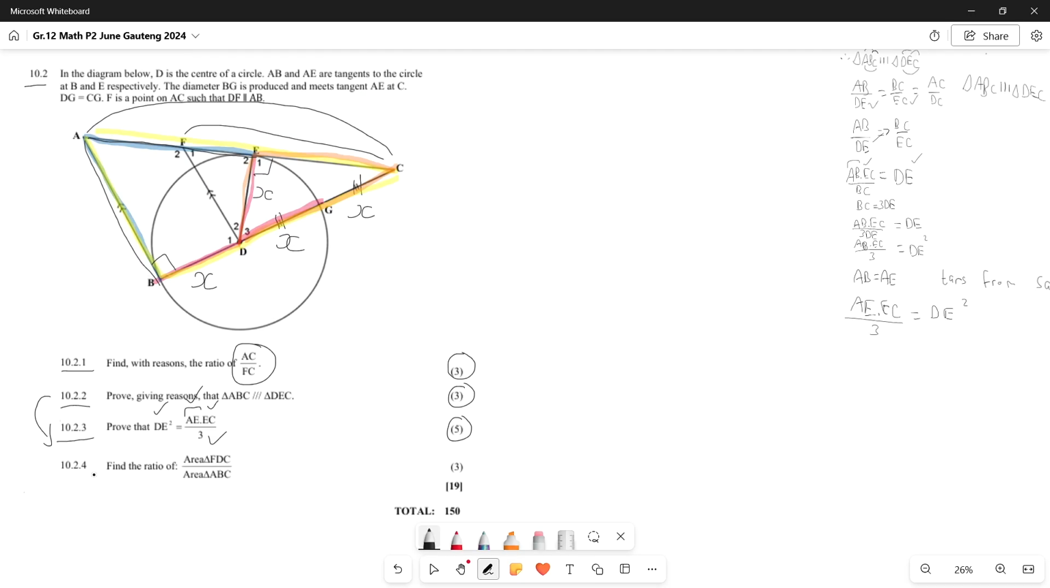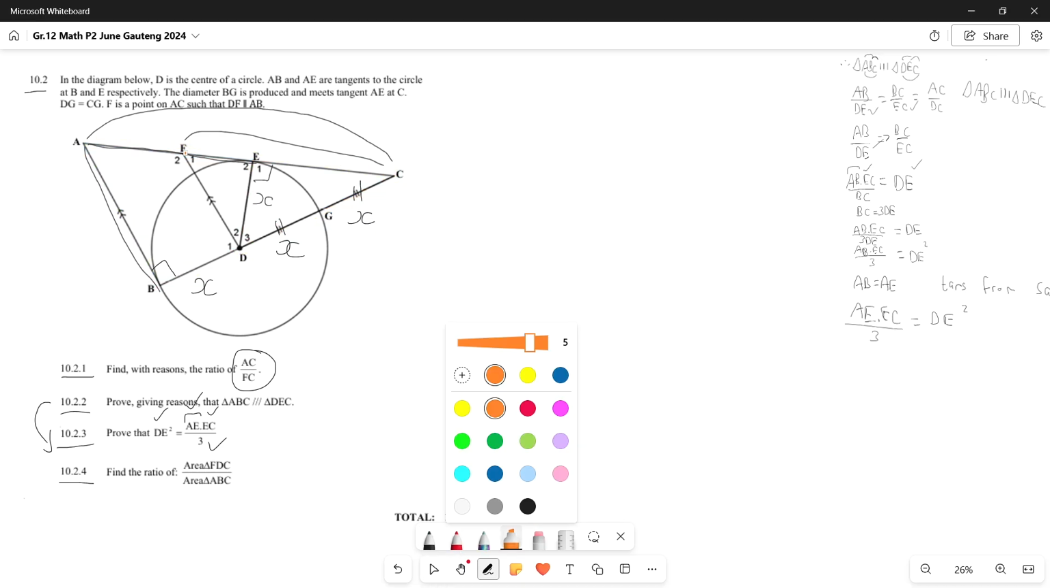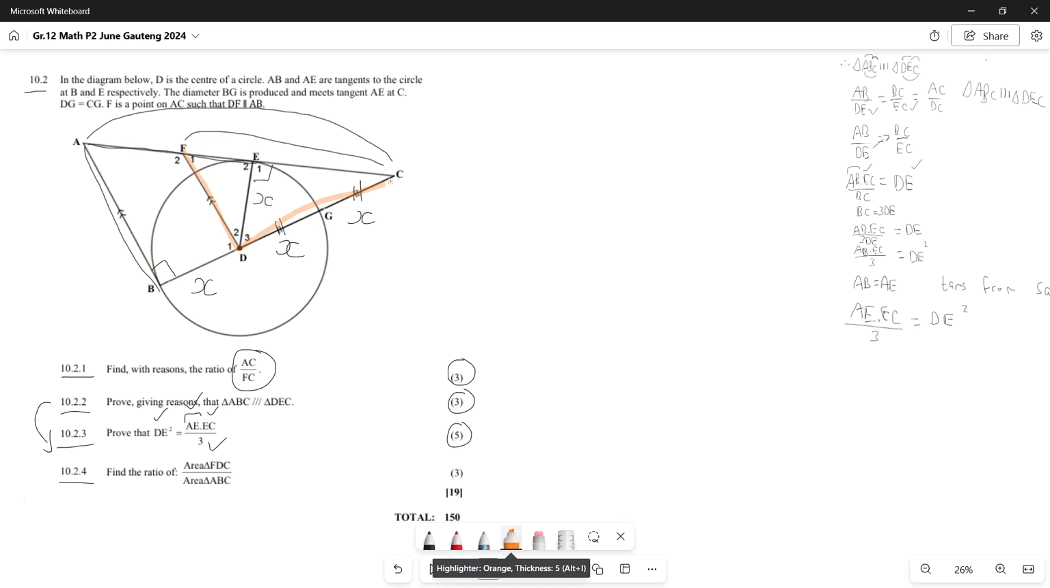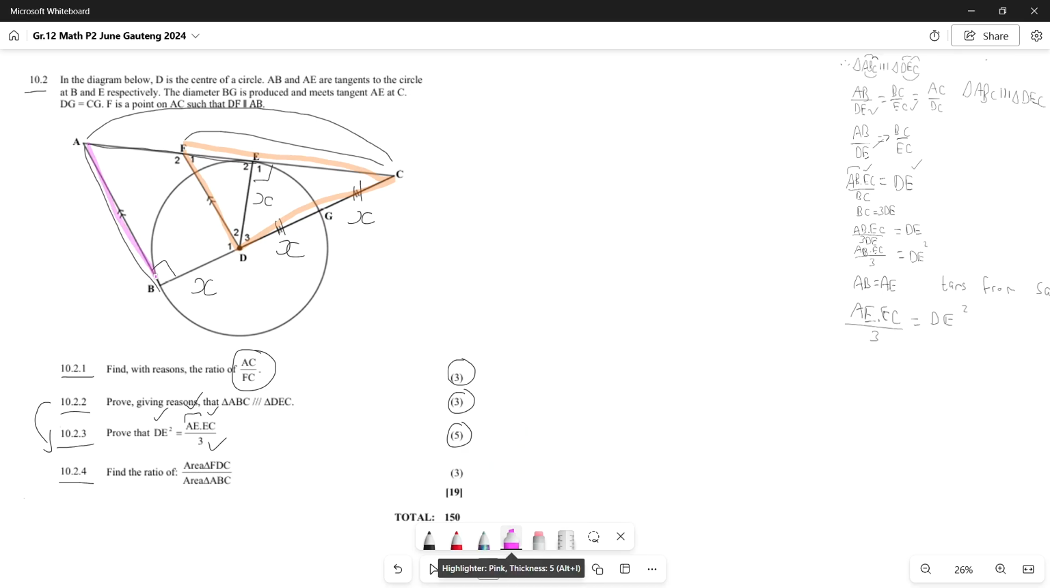And then from there, last question, 10.2.4 says, find the ratio of the area of triangle FDC over there, over the area of triangle ABC over there. Okay. Which means we're just going to go ahead and rewrite this formula. This is quite a common question I've seen in quite a few papers. So we have area of triangle FDC over area of triangle ABC.